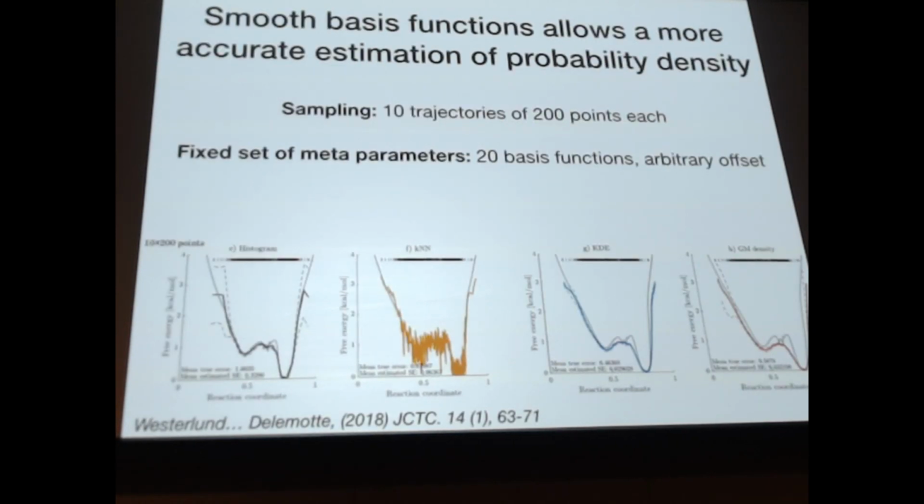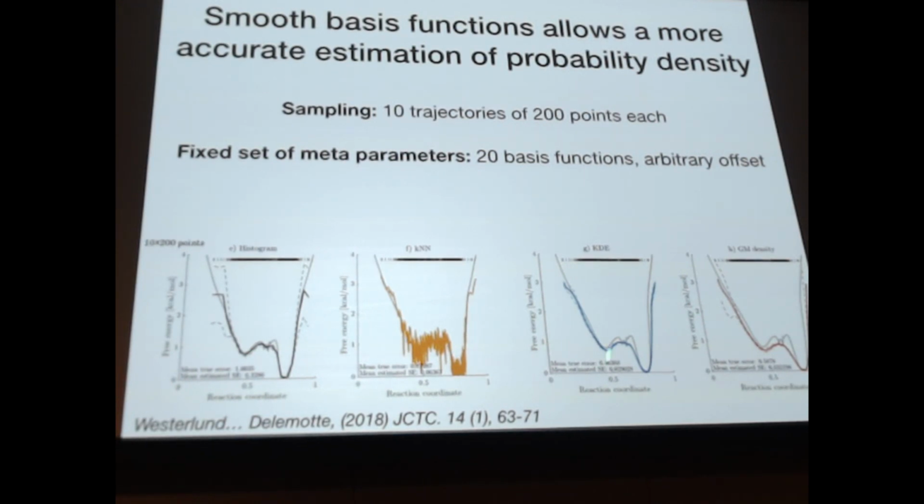So these are the initial results that come from using a fixed set of parameters, 20 basis functions, or in the case of k nearest neighbors, k equals 7. And on these plots, you can see in gray the true free energy profile, and in color the estimate that comes from this maximum likelihood estimation I was just mentioning. And we sample from this probability density 10 trajectories of 200 points each. And I think it's difficult to see, but here we're listing the mean true error and the estimated standard error.